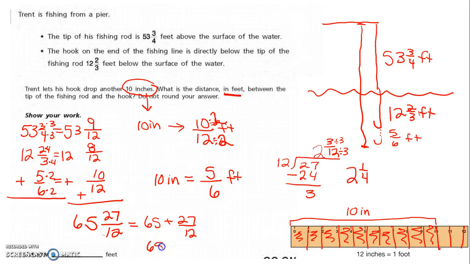So then I'd have 65 plus 2 and 1/4. 65 and 2 is 67 and 1/4. Okay. And it makes sense because our original estimate between these two numbers was between 65 and 67. I tack on a little bit more. It makes sense that my final answer is a little bit over 67.